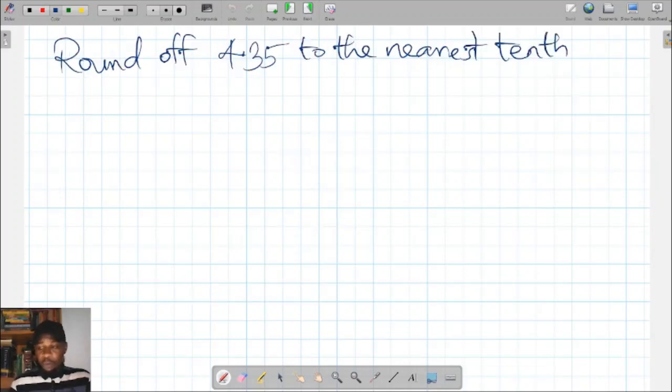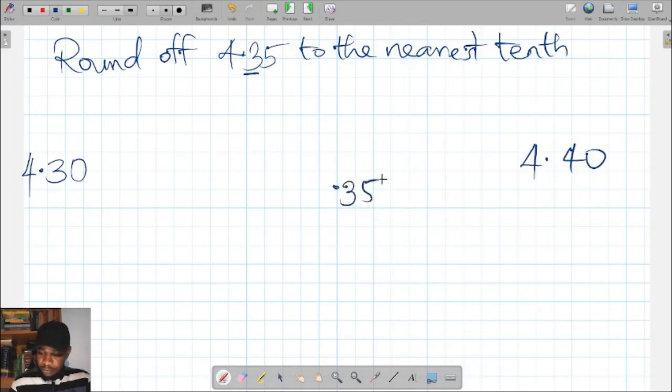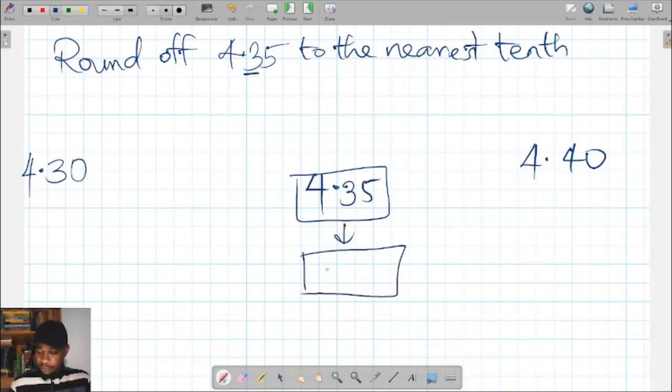This says 4.35 to the nearest tenth. Here, in the tenths position, the digit is 3. So we're going to have 3 tenths, which is 0.3. We can write 0.30. And the next tenth after that is 0.40. So of course we can put 4 before them. And then the mid value is going to be 0.35. We put 4. So this is the mid value. Incidentally, the number we're considering is also 4.35.